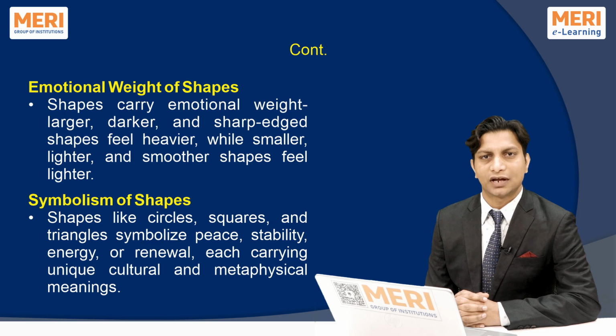A circle symbolizes peace, protection, and unity. It can also represent the universe or the concept of infinity. In the Indian context, the circle symbolizes the cosmos, an eternal cycle of existence. The square, with its uniform size, can feel dull but also stable, often representing the earth.